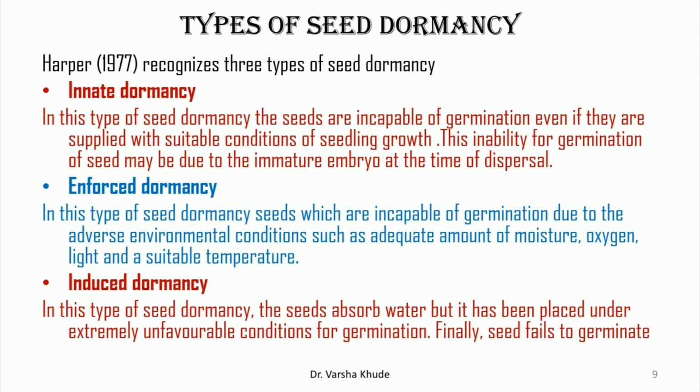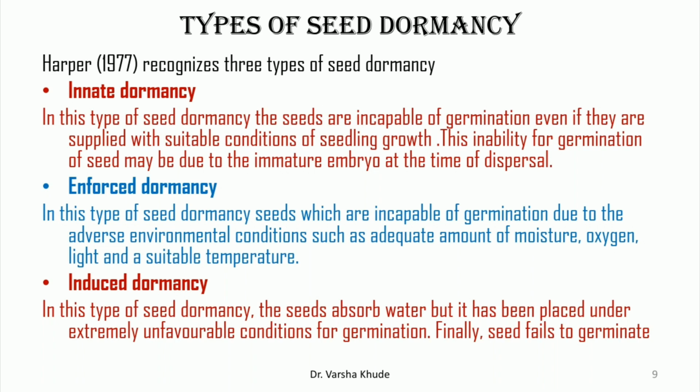Types of seed dormancy. Harper in 1977 recognizes three types of seed dormancy. Innate dormancy. In this type of seed dormancy, the seeds are incapable of germination even if they are supplied with suitable conditions of seedling growth. This inability for germination of seed may be due to immature embryo at the time of dispersal.